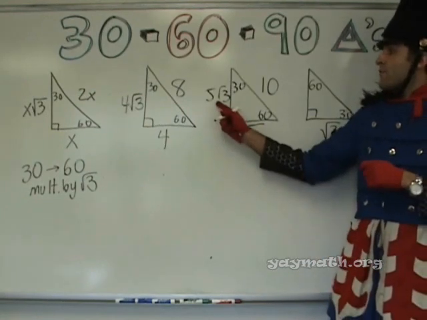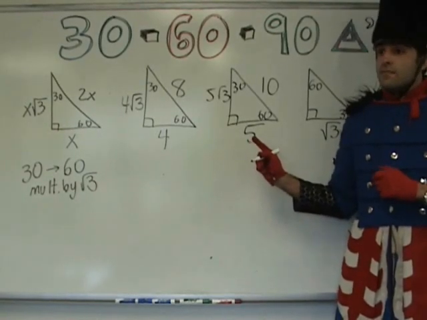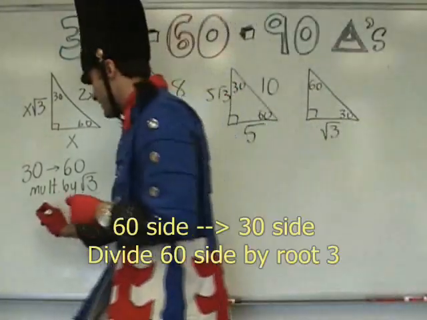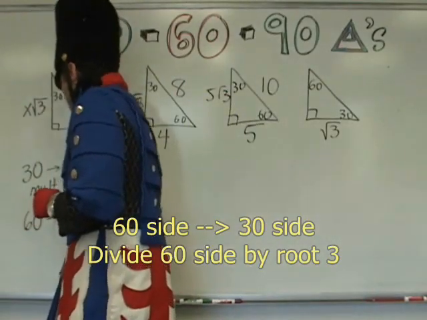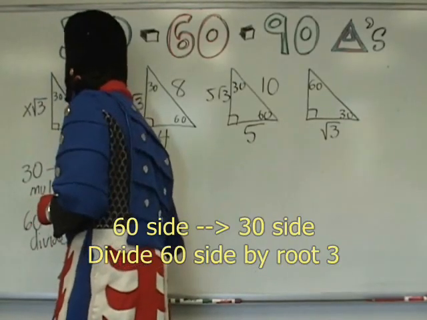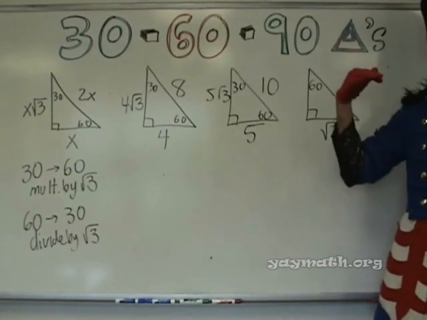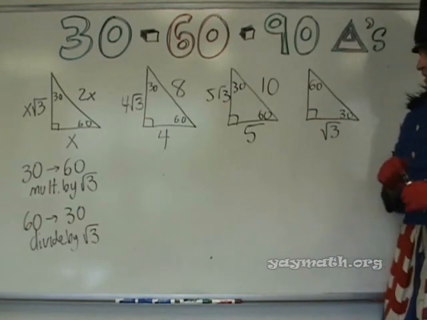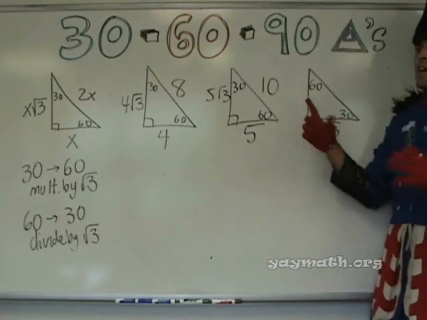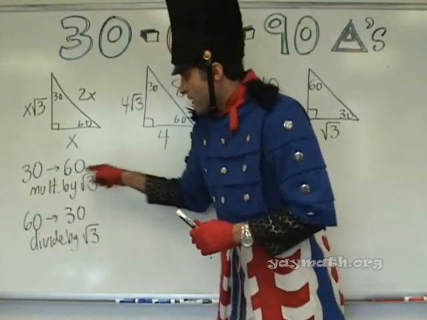Now, if we wanted to go from 60 to 30, what do we do? Divide by the square root of 3. Yeah, I know that's what you meant. You divide by the square root of 3. So let's put that: 60 to 30, divide. Did you mean to switch those up? Yeah, on purpose, to let you know that you can identify where the 30 is and where the 60 is. Do you agree that if we're going from the 60 side to the 30 side, we're getting smaller, and to get smaller, we're dividing? To get bigger, we're multiplying.